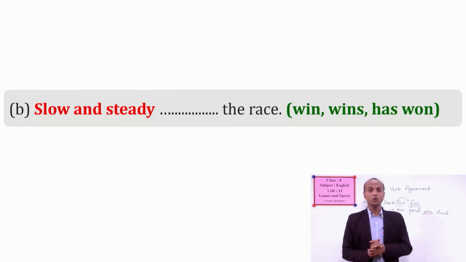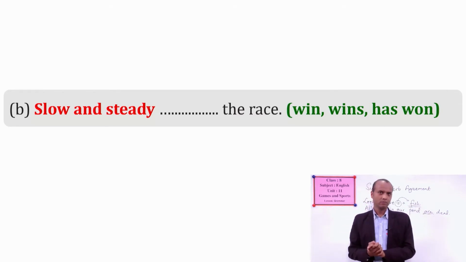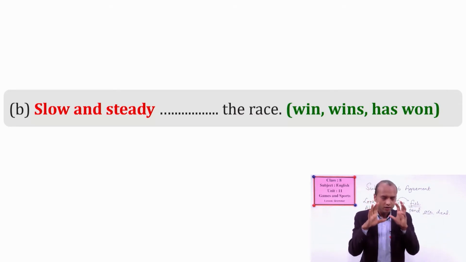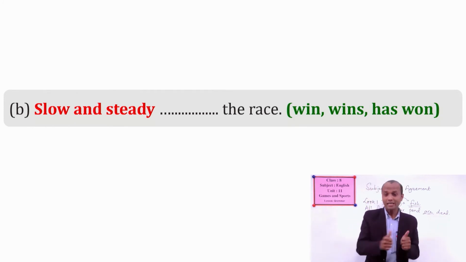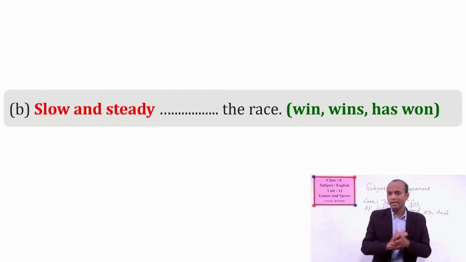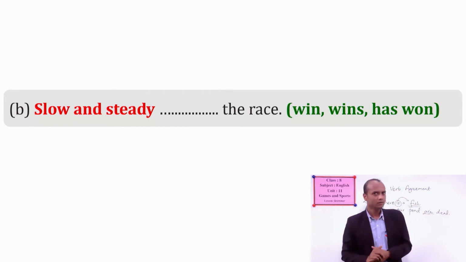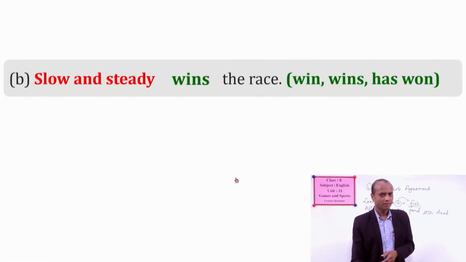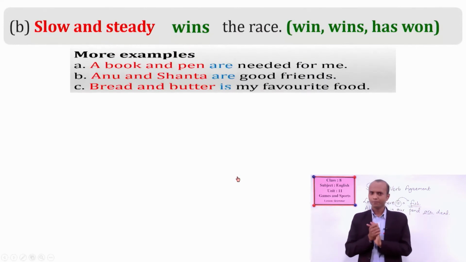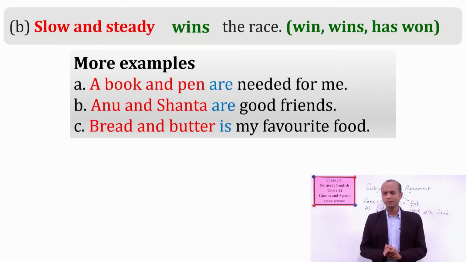Number B. Slow and steady, blank space, the race. Win, wins, or has won. Which alternative is correct here? Can you guess it? Okay, wins. Very good. Slow and steady wins the race. Do you want to see why? Because you can see some examples.